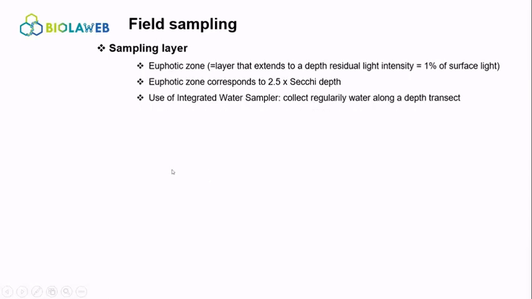The sampling layer is the euphotic zone. Just to remind you what the euphotic zone is, it's the layer that extends to a depth with residual light of about 1% of surface light. So it's between the surface and the depth where you have something like 1% of the light. To measure the euphotic zone, we use the Secchi depth. Do you know what the Secchi depth is? This disk, which is white and black.